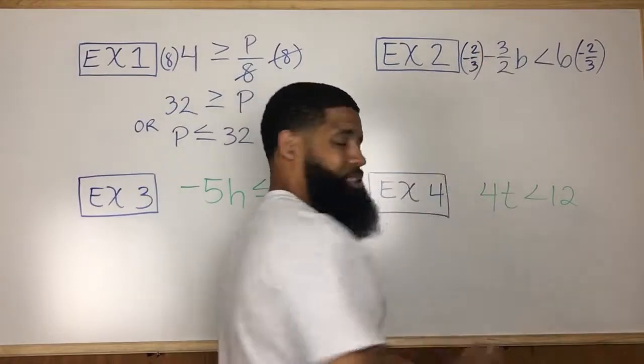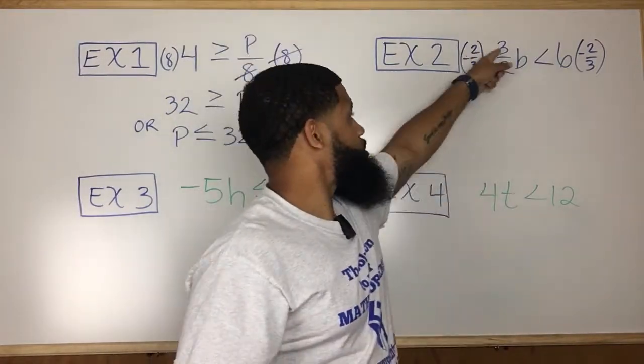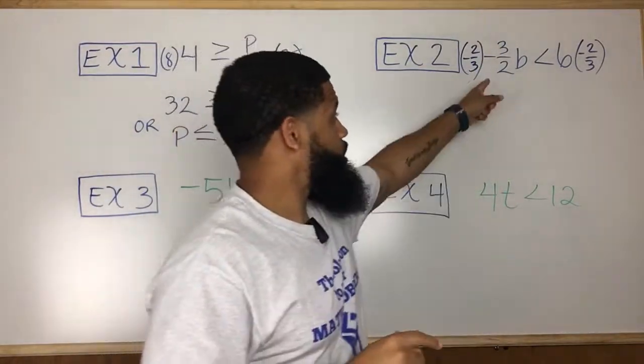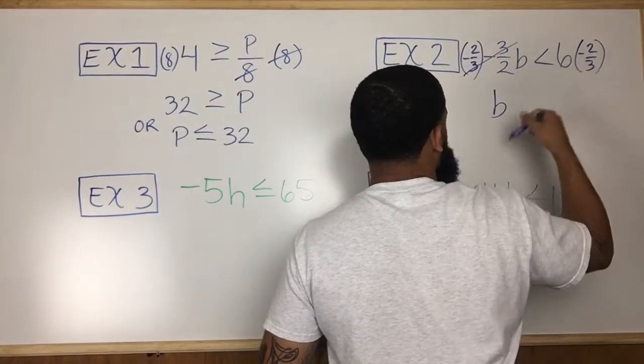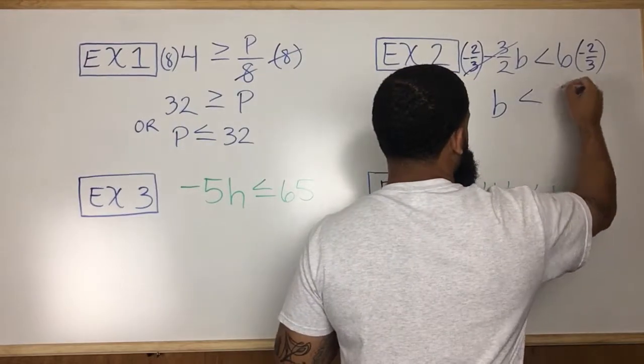Okay? Notice, just in case you need to see the math, negative times negative is positive. 2 times 3 is 6. 3 times 2 is 6. 6 over 6 is 1. And 1 times b is just b. So these are going to multiply out to give you 1. Keep my less than symbol.